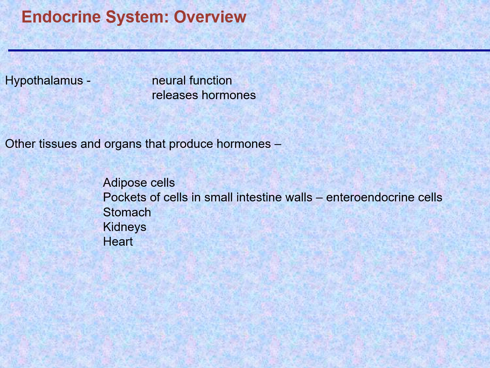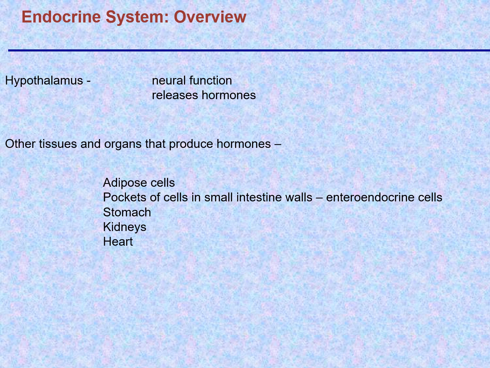Now, the hypothalamus is also an endocrine organ, but it has mostly a combination of neural function and hormone release, and it is considered always a part of the brain. But there is glandular tissue there that secretes hormone.